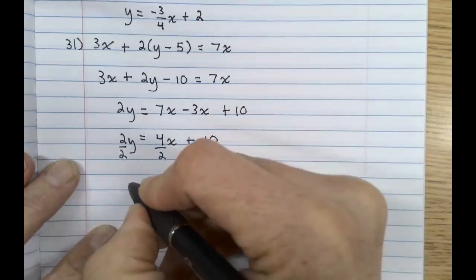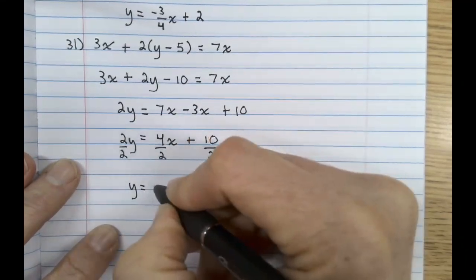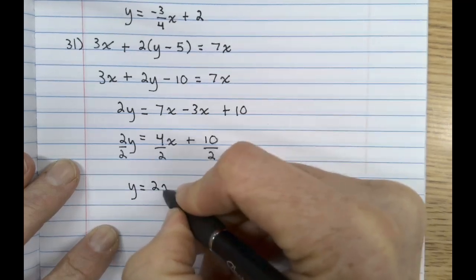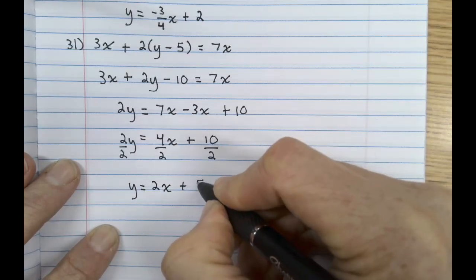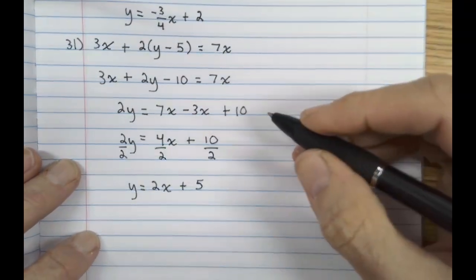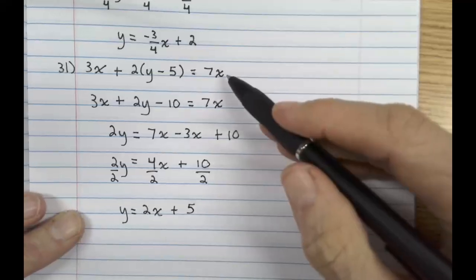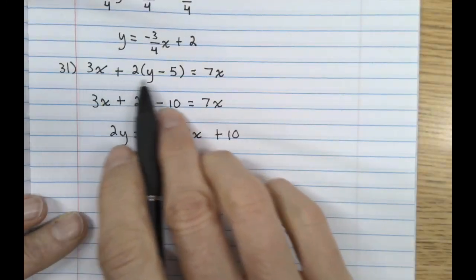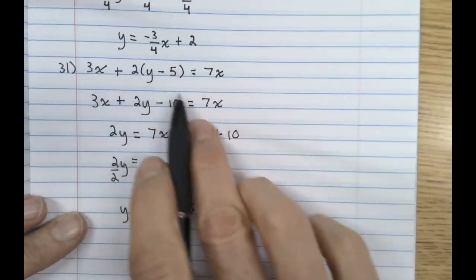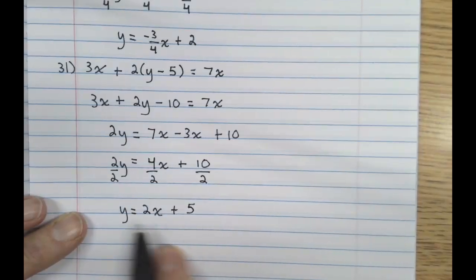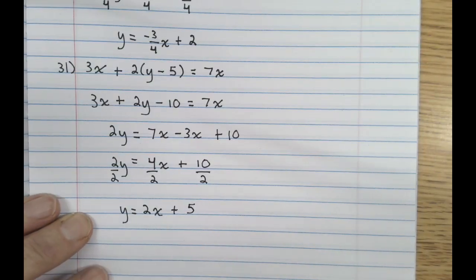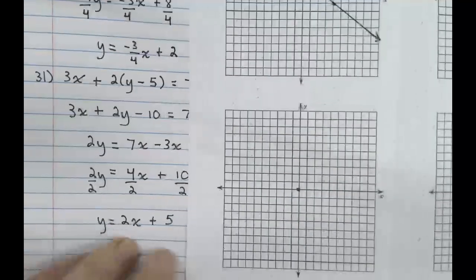After I do that, I get y equals 2x plus 5. So when you're just looking at the beginning, that looks like something that would be scary to graph. But after you simplify it and put it in slope-intercept form, that can be graphed pretty quickly, right?